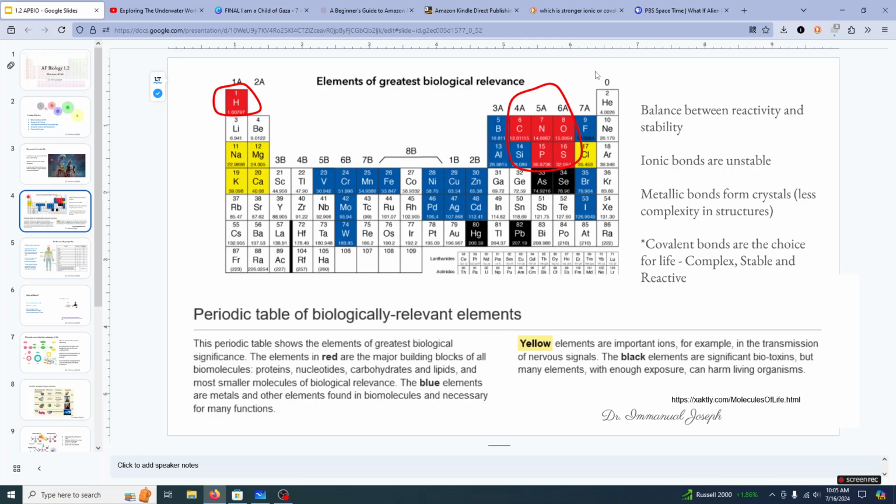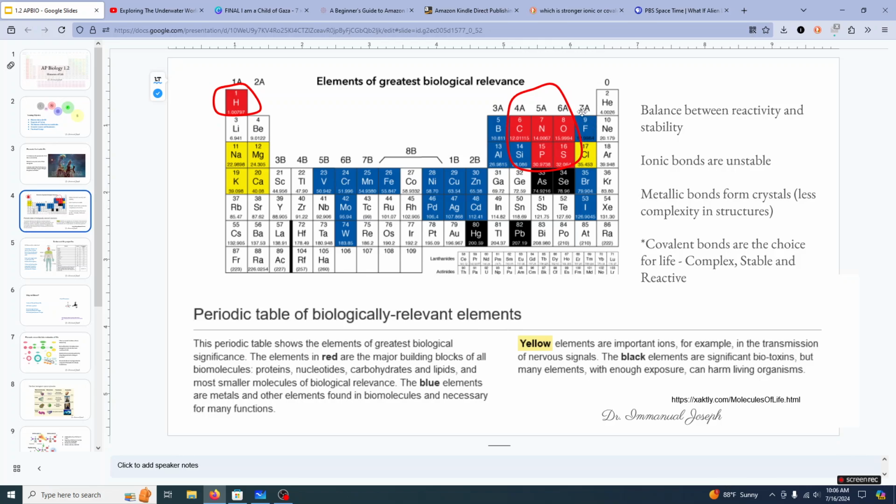You can also eliminate the very last group. This last group is stable. They are the inert gases. So they have no reactivity, if at all. If at all they have it, it's very little. So they are not suitable for forming chemical bonds. So you can leave that out. So what that leaves us is this group from 4A going down here to 7A.